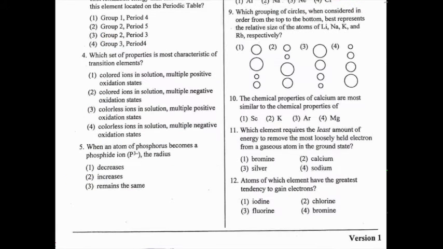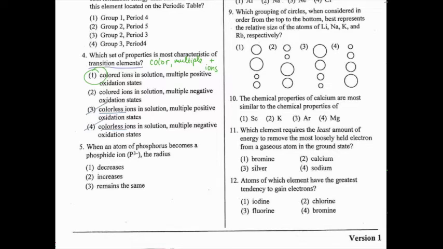Okay, number 4, which set of properties is most characteristic of transition elements? Sorry. Transition, the keyword is that they are colorful. Next, what kind of oxidation states do they have, negative or positive? They're metals, so what are they most likely to have? Positive ions. So they're going to have multiple positive oxidation states. They have both colored ions in solution and multiple positive oxidation states. Choice 1.